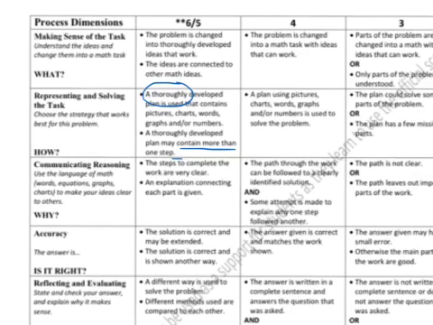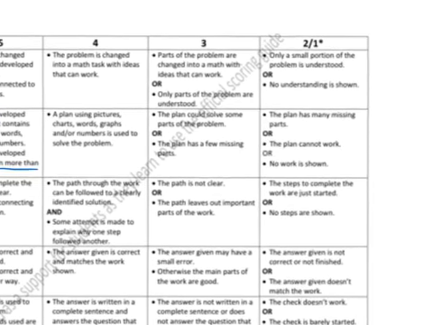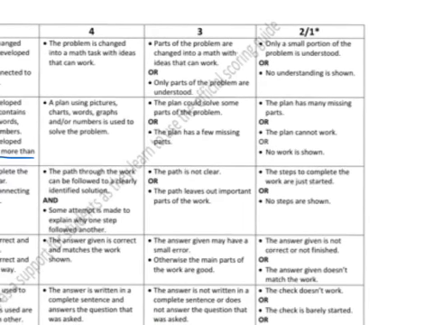Now to get a score of 3 in that area, it says that you would have some parts of the problem. Again, your plan only covers parts of the problem, or it has a few missing parts. A 2 or a 1 has many missing parts. The plan cannot work, or no work is shown. That would definitely be a score of a 1.